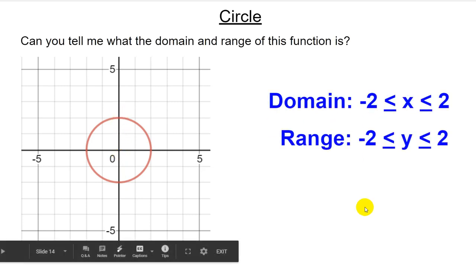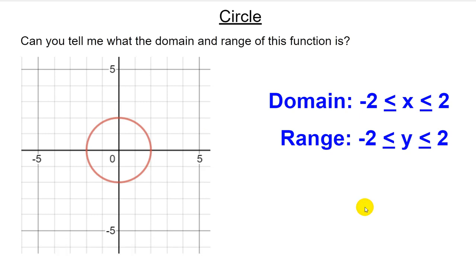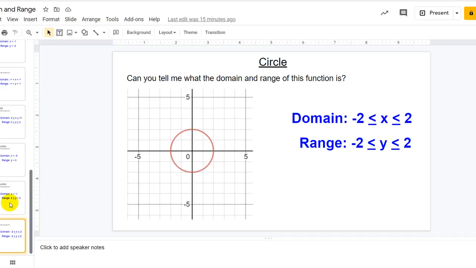Yep, so that's domain and that's range for you. All right, is that the end of the slideshow? That is the end of the slideshow.